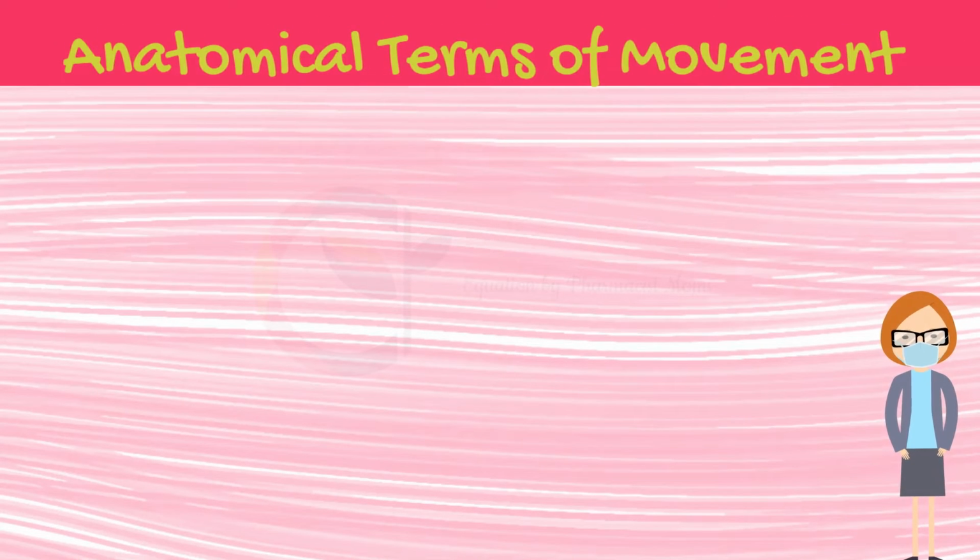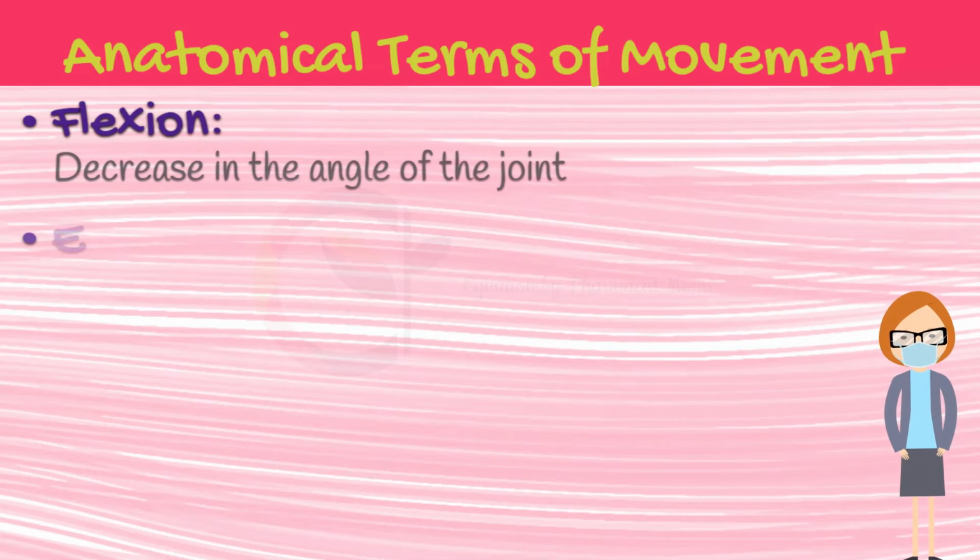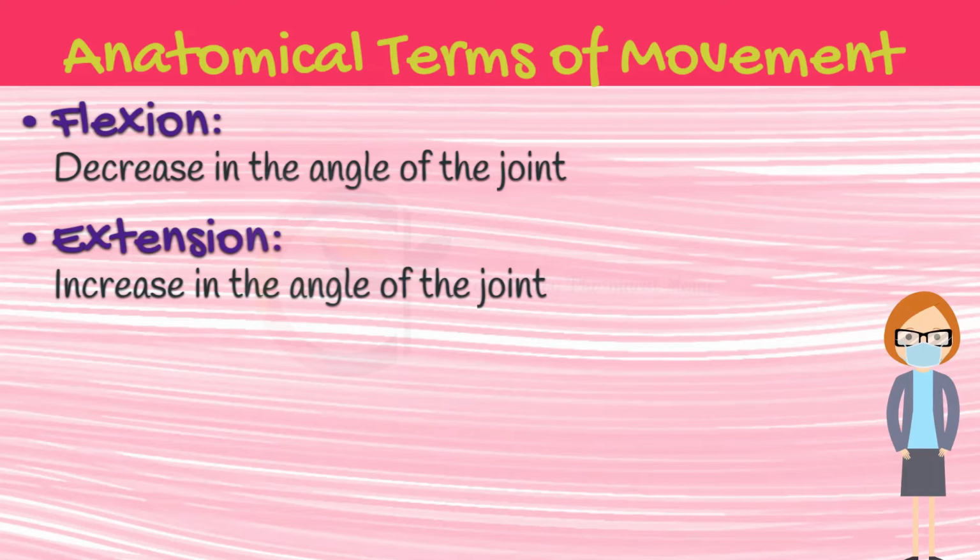Upcoming are anatomical terms of movement. Movement of parts of the body is described in relation to the anatomical position. They occur in opposing pairs and include flexion, decrease in the angle of the joint; extension, increase in the angle of the joint.